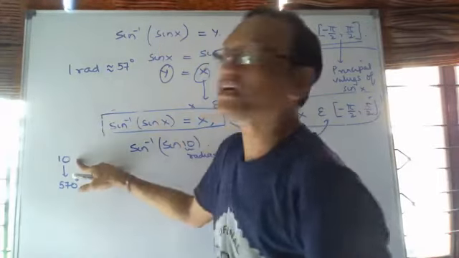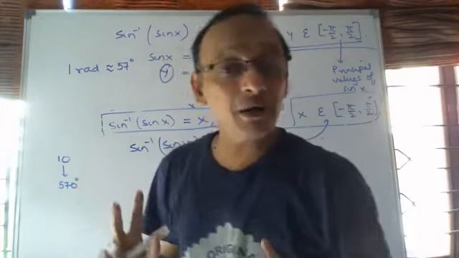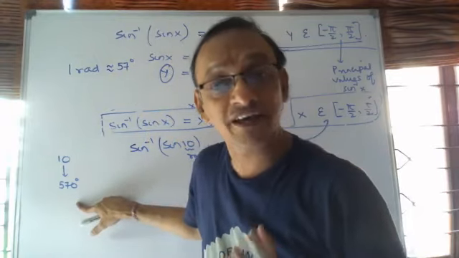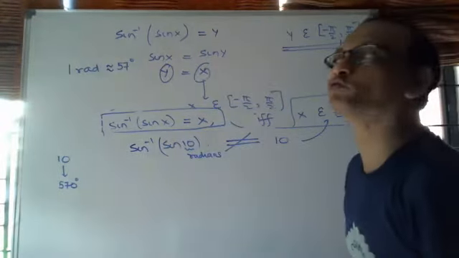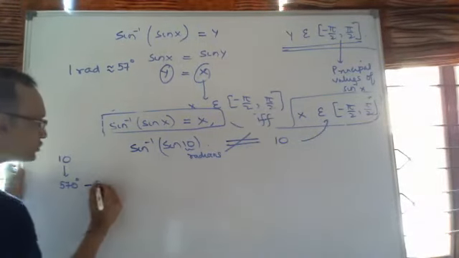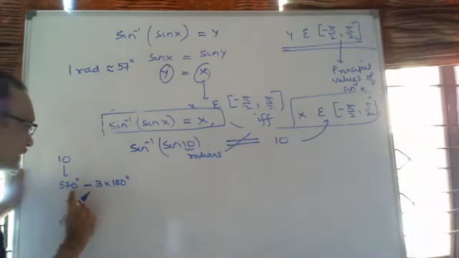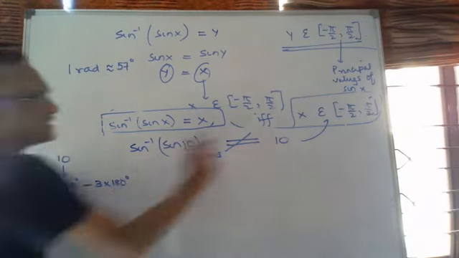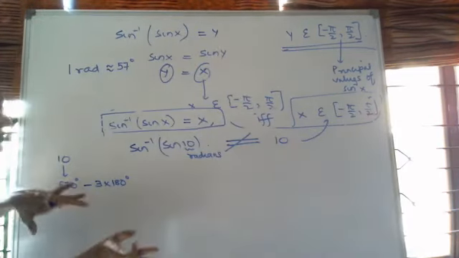From 10 radians, remove some integral multiple of pi. From this 570 degrees, remove some integral multiple of 180 degrees, such that the output lies in minus pi by 2 to plus pi by 2. Here, 3 into 180 degrees is 540, so the output is 30 degrees. And 30 degrees, that is pi by 6, will lie in this interval.